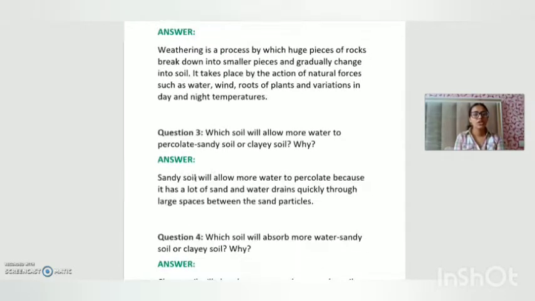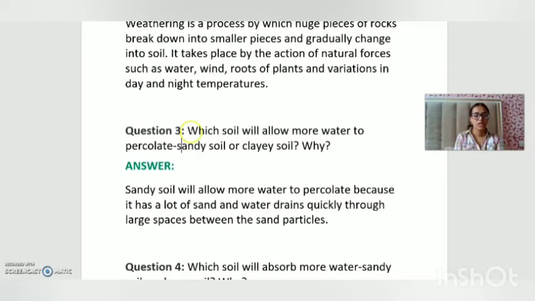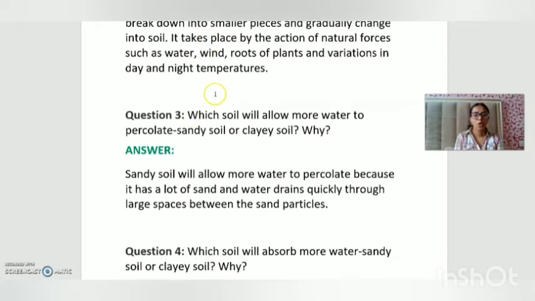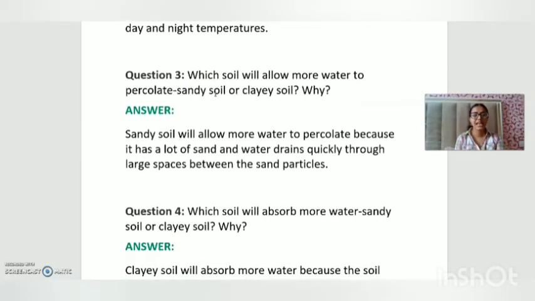Now, what does question number 3 say? Question number 3 is, which soil will allow more water to percolate, sandy soil or clay soil? Why? You have to tell, among the sandy and the clay soil, which allows more water to percolate, and give the reason also. The answer is sandy soil. Sandy soil will allow more water to percolate because it has a lot of sand and water drains quickly through large spaces between the sand particles, right? So this is the answer of question number 3.